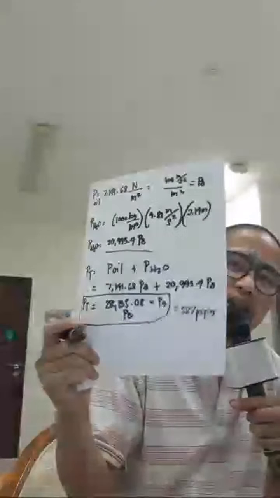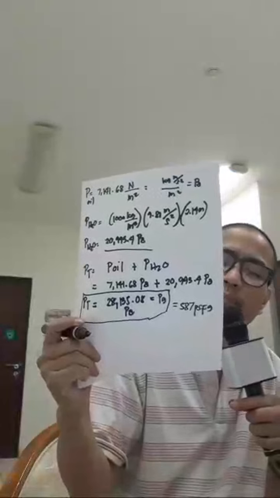Okay, go back to the answer. We have the answer of 28,135. Just memorize it, so it's easier. So we have our Pascal value. Now let's convert it. We have 2 psig. So 28,135.08 Pascal, and then 101,000 kilopascal.